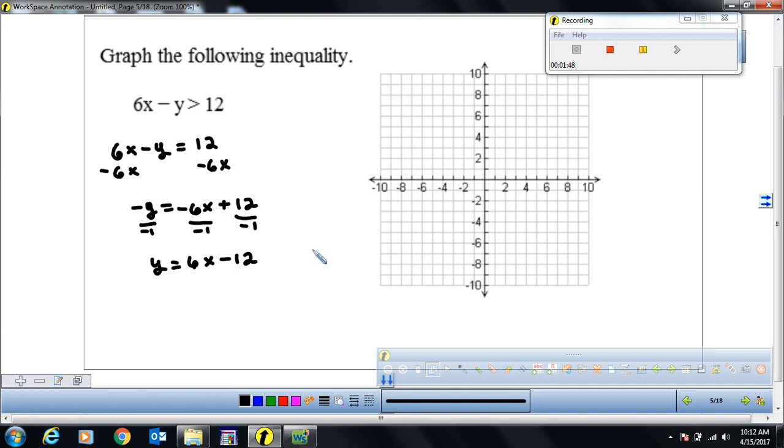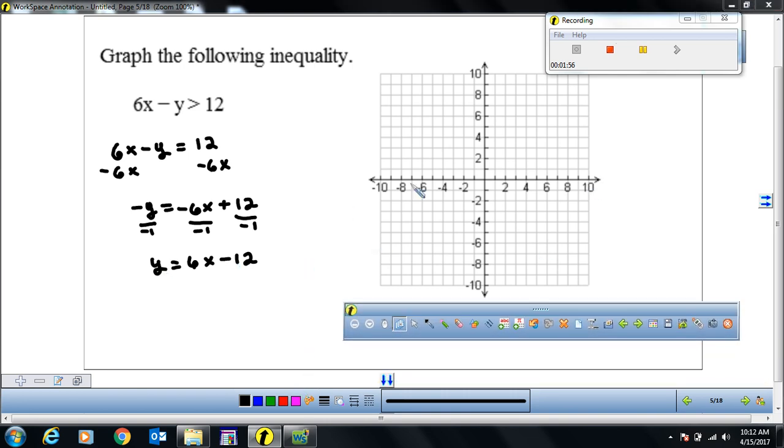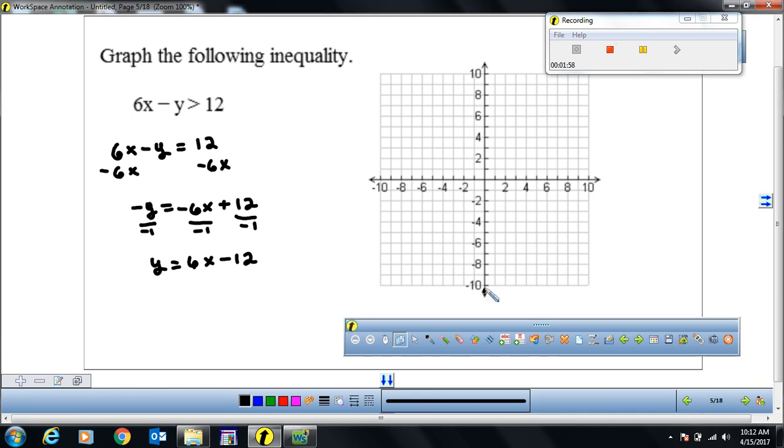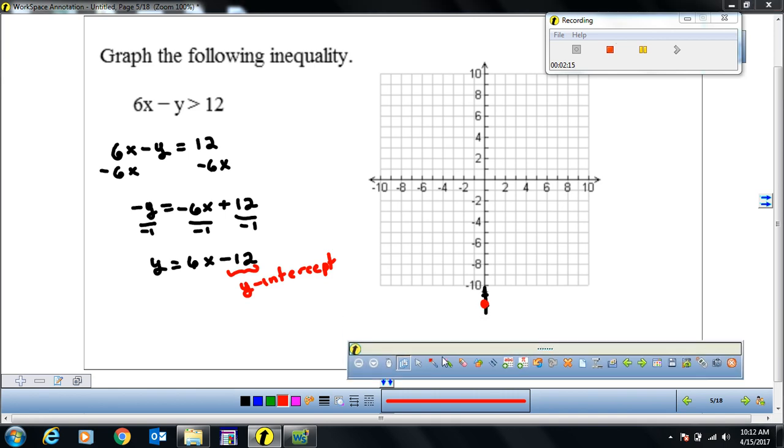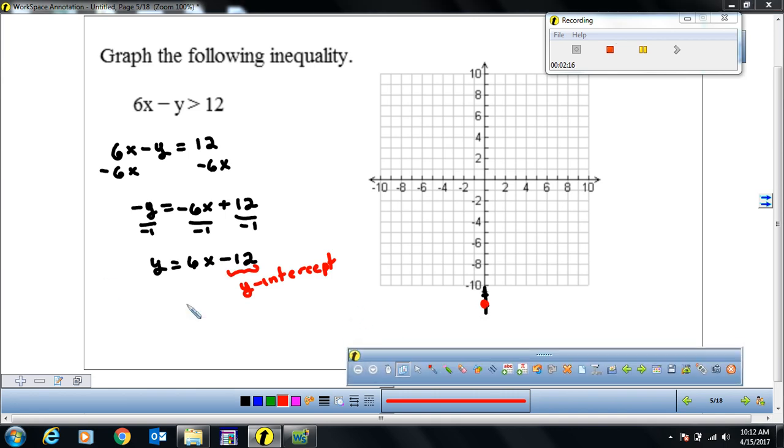Now what's going to happen is this. Let's go ahead and graph this equation. So it tells me right here that, well, this is my y-intercept, which means that it's going to cross the y-axis at negative 12. Remember, this is a line, because any equation that has x and y is just a line. And you see that the 6 right here represents the slope.